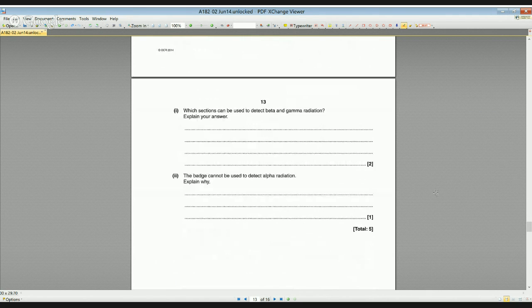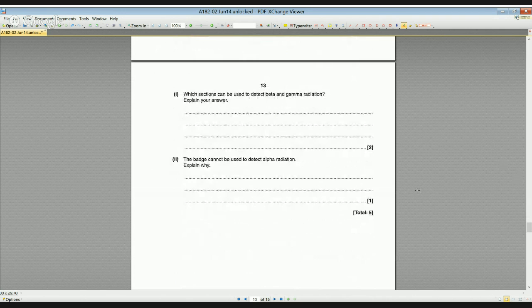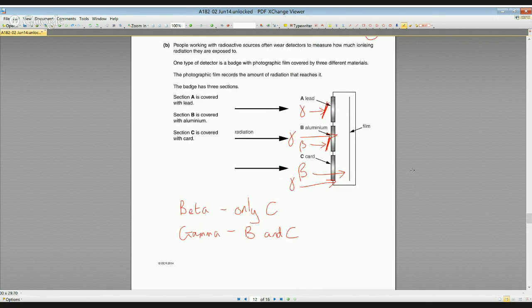I've just explained it up here. The badge cannot be used to detect alpha radiation. Again, explain why. Well, let's have a look at alpha radiation. Alpha is definitely stopped by lead. It's definitely stopped by aluminium. And it also is stopped by card.